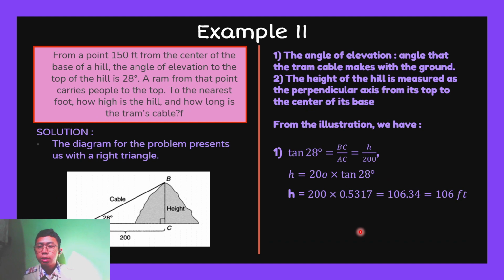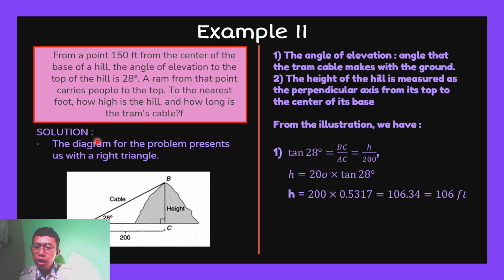Example 11. The question is: from a point 150 feet from the center of the base of a hill, the angle of elevation to the top of the hill is 28 degrees. A tram from that point carries people to the top. To the nearest foot, how high is the hill and how long is the tram's cable?